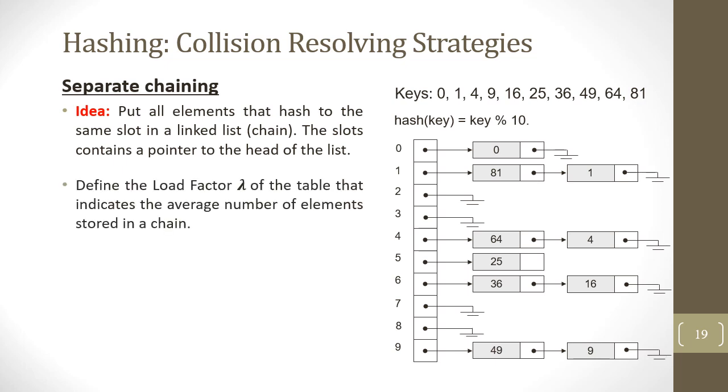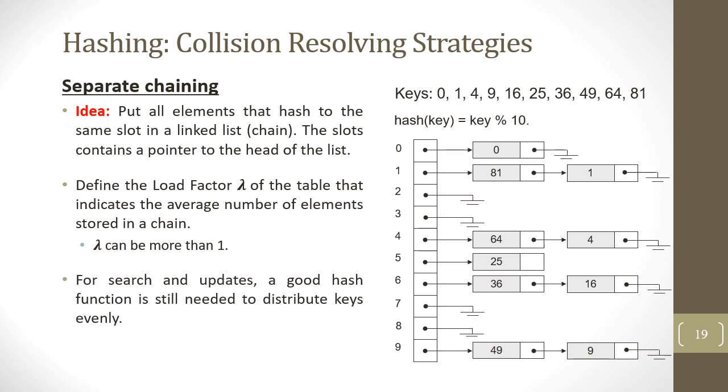We define a load factor lambda of the table that indicates the average number of elements stored in the chain. In this case of separate chaining, lambda can be more than 1, as the number of elements can be more than the size of the table since we are forming a linked list for each slot. For search and updates, a good hash function is still needed to distribute the keys evenly.